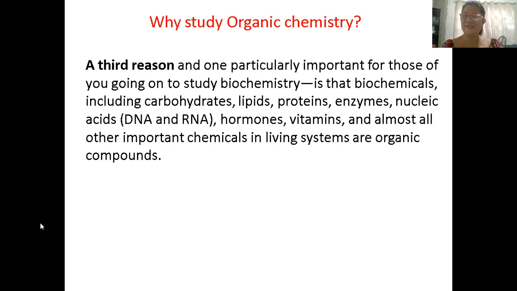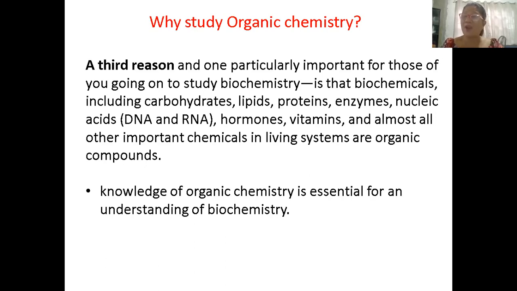For instance, biochemistry studies biochemical compounds such as the carbohydrates, lipids, proteins, enzymes, nucleic acids, hormones, vitamins, which are important in the chemical system. But organic chemistry needs to know what compounds are present in these carbohydrates, what compounds are present in these lipids, and their structure. So you could not study biochemistry without going back to organic chemistry, because it is a prerequisite in a way, especially in the naming of the compounds. That is the third reason. So the knowledge of organic chemistry is essential for understanding biochemistry.